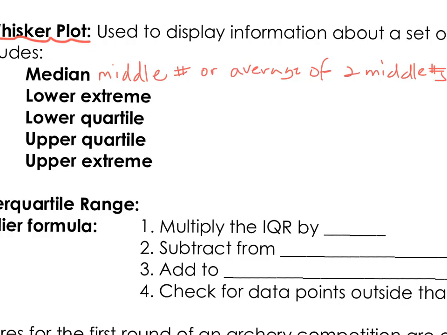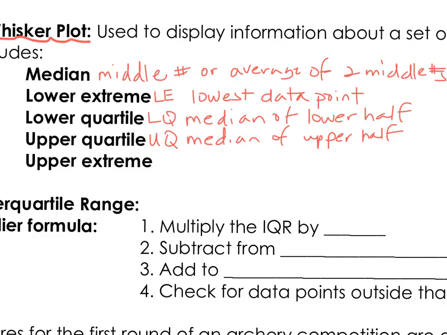The median is just the middle number or the average of 2 middle numbers. You'll have to decide if the number of your values is even or odd to determine if you have a true median or if you have to calculate it. The second value you're going to want to determine is simply the lower extreme number, and we'll identify that as LE. That's the lowest data point in your set.